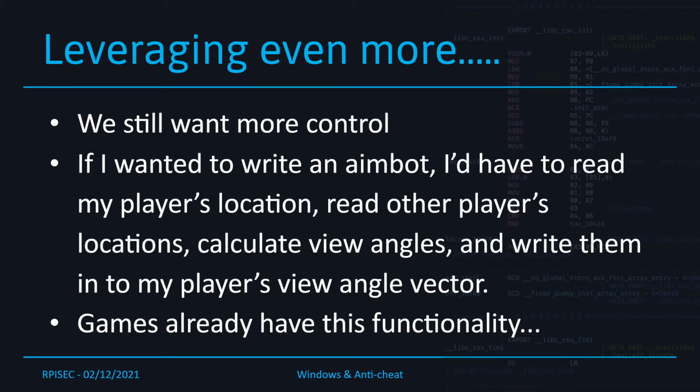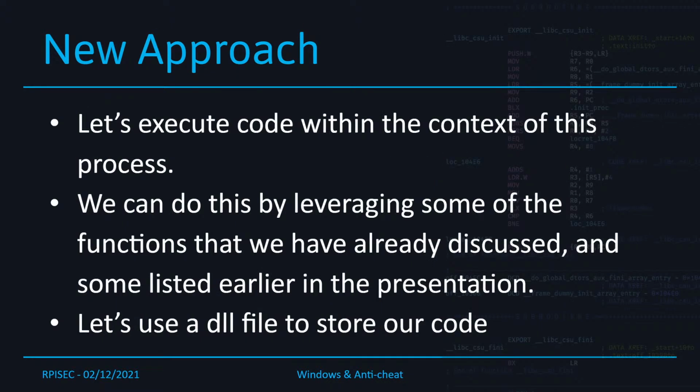Like, if I was making an aimbot, I'd have to read my location. I'd have to get other people's locations. I have to do all these calculations. I've got to write them back, and I don't want to do that again. I just want to have the game do it for me. So what we want to do here is get code running in the context of the process. That means we aren't having some external thing reaching in and poking at it. No, we're actually going to put our own code in there. Now, as you can imagine, that might be a little easier for the anti-cheat to notice, but we can get onto that a little later.